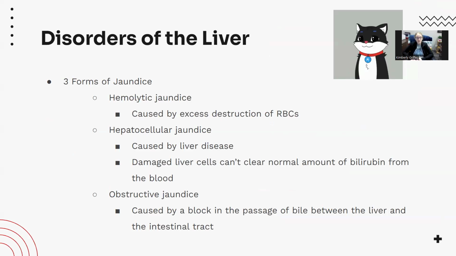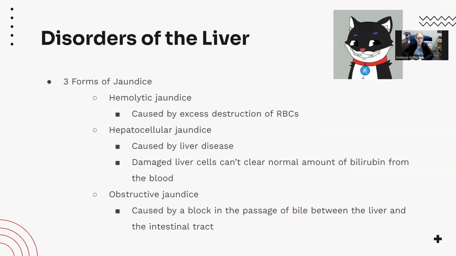There are three forms of jaundice. You have hemolytic jaundice, which is caused by an excess destruction of red blood cells. There's hepatocellular jaundice that's caused by liver disease, damage to the liver cells that can't clear a normal amount of bilirubin from the blood. Then you can have obstructive jaundice. This is caused by a block in the passage of bile between the liver and the intestinal tract.